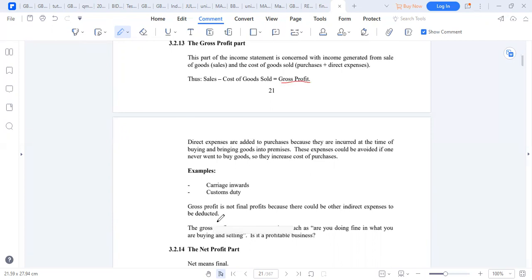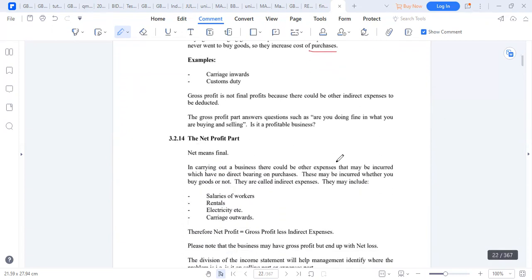This one is a special kind of expense that is added to the purchases. So we add it to the purchases figure according to accountants because it is attached to the purchases. Even the customs duty, it is added to the purchases. All right.